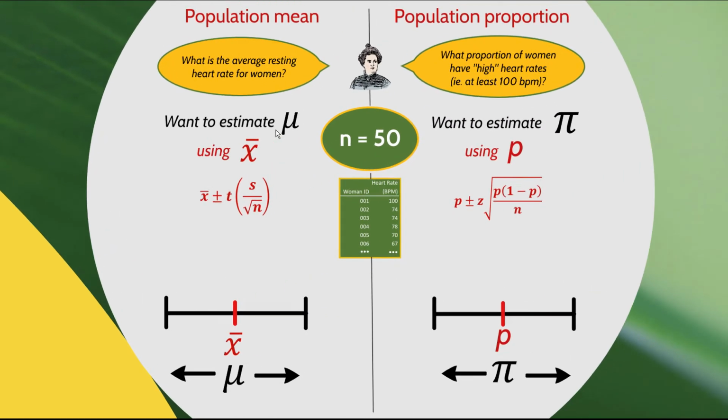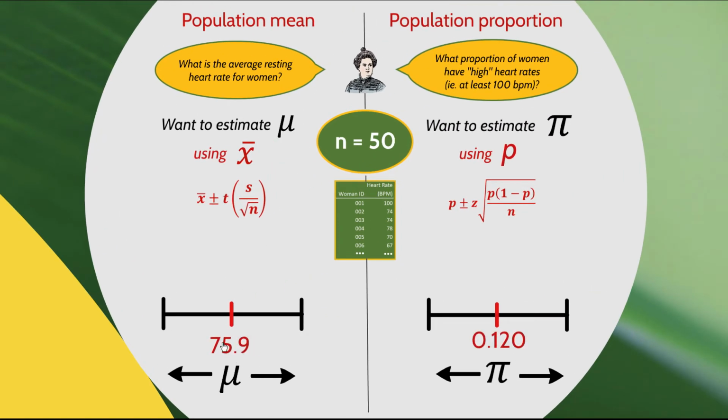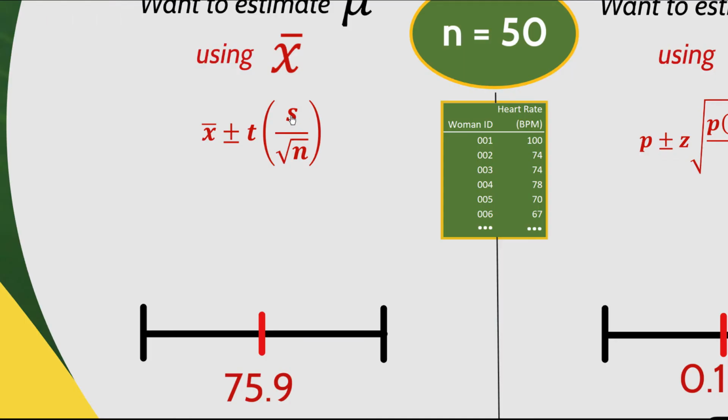And in this case, we actually find the sample mean to be 75.9. That's the average of the 50 women in the sample. So what's this T, S, and root N stuff? Well, I might start with the S. S is actually the sample standard deviation. So that is some indication of the spread of the underlying data.